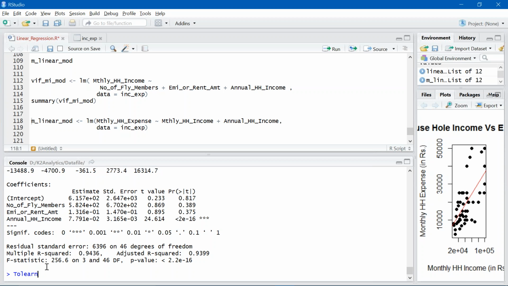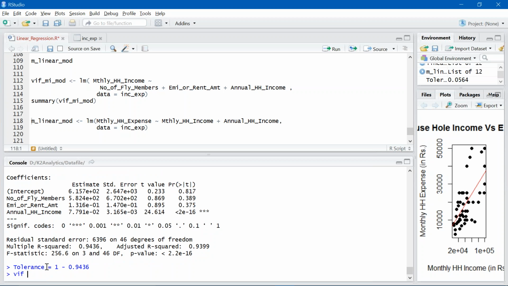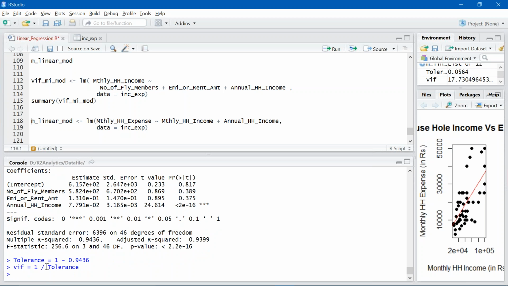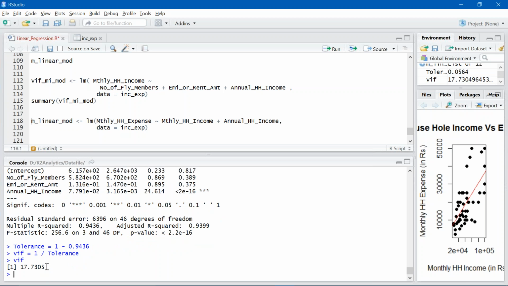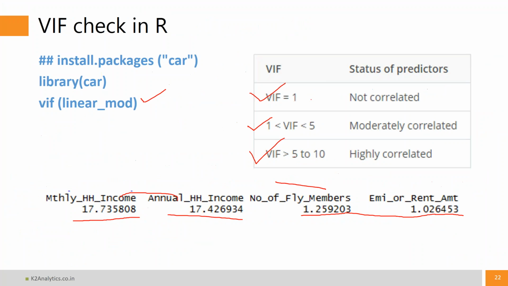What is the calculation? Tolerance is equal to 1 minus R square, 0.9436, and VIF is equal to 1 divided by tolerance, inverse of tolerance. 1 divided by... VIF 17.7. Yeah, 17.73. Very close to that number. Are you getting the point? In the background, all these combinations is happening.